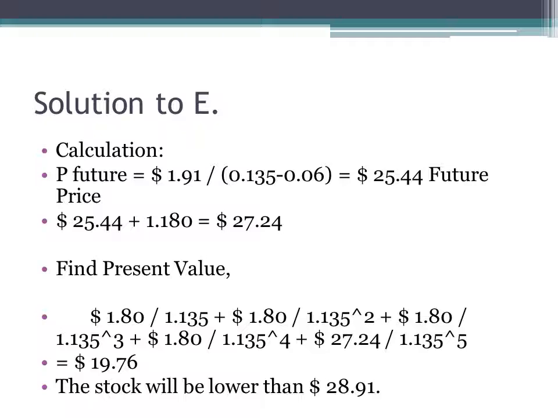Question 3E had asked, suppose TECO's dividend was expected to remain constant at $1.80 for the next 5 years and then grow at a constant rate of 6%. If the required rate of return is 13.5%, would TECO's stock value be higher or lower than your answer in Part A? Through my calculations, I came up with $27.24. The present value of that would be $19.76, which is extremely lower than the $28.91 in my answer for A.